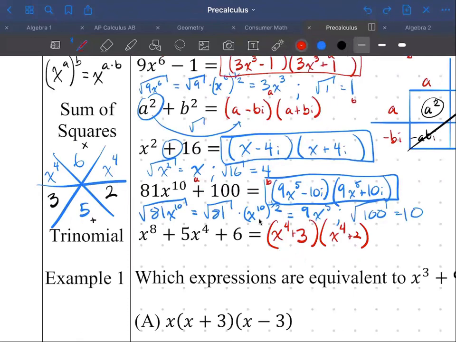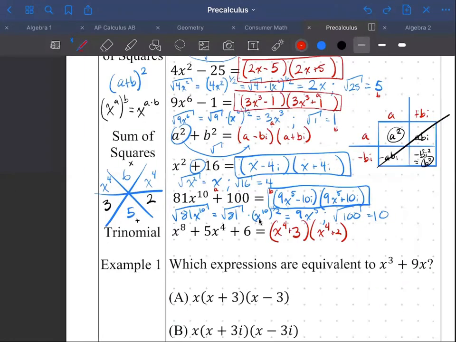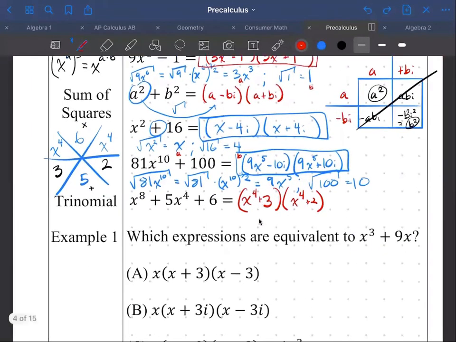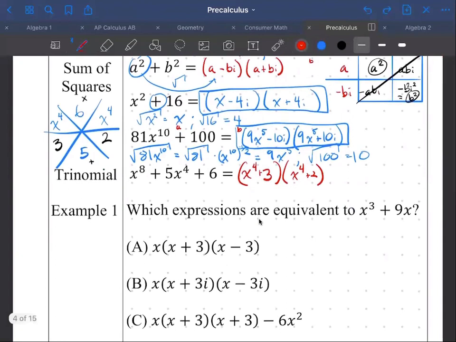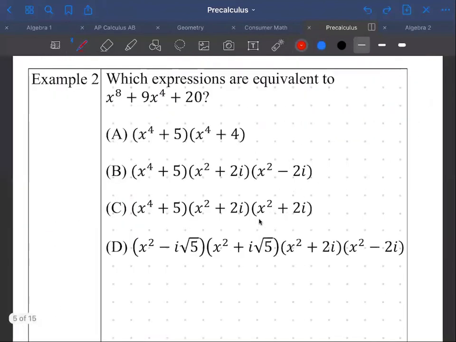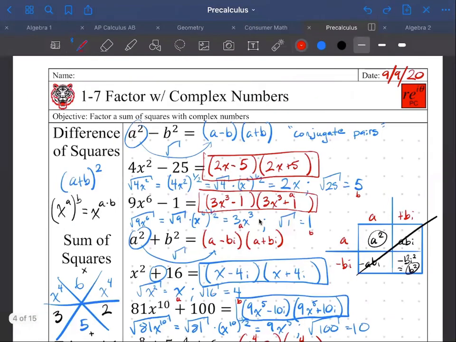Okay, so you will have that trinomial for homework tonight. Just be wary that that is going to be in there. All right, so we have 2 examples. We have example 1 there, example 2, and then we're done. How much time do we got? Oh, not very much time.